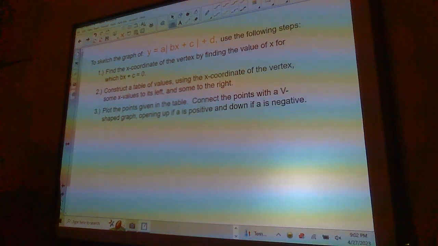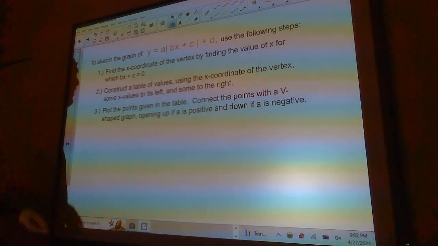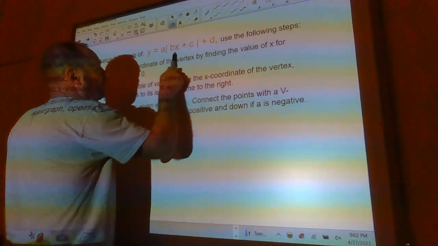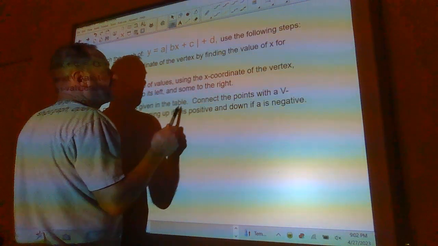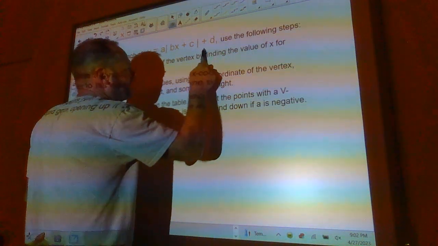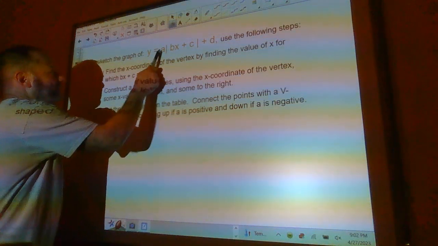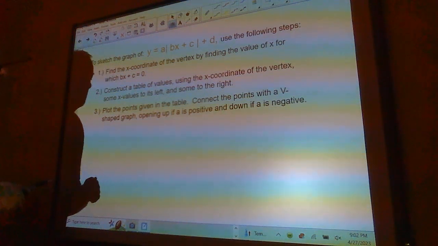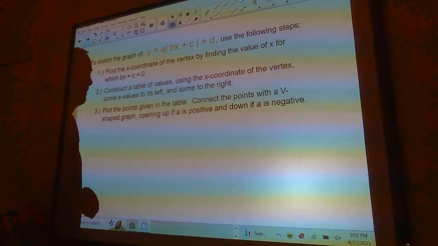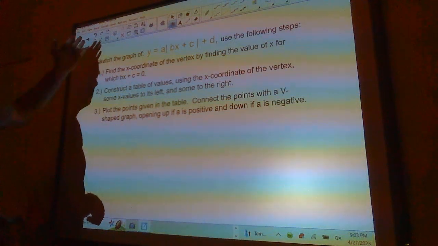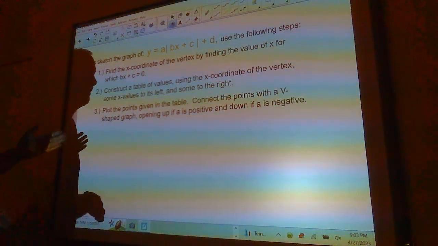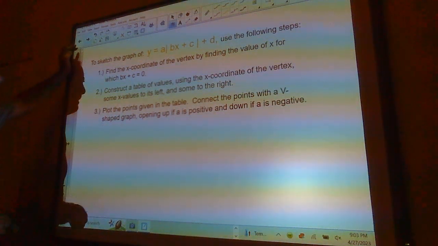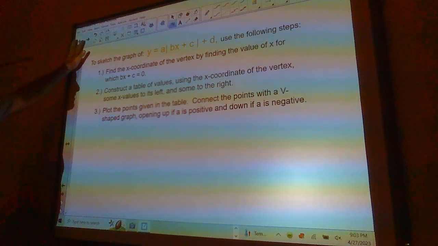Make a table of values using the x-coordinate of the vertex, some x values to its left and some to its right. Okay, so remember what I said. This will give you the x value. Plug it in, that gives you the vertex. Okay, which should be just adding this. This is going to be the slope of the sides. One side's going to have a slope of a, the other side's going to have a slope of negative a. Okay? So you can do it this way, construct a table of values using the x-coordinate of the vertex, and then some on the left and the right, and then plot the points on the table, then connect them with a V-shape. If you're not getting a V-shape, you've got a problem.